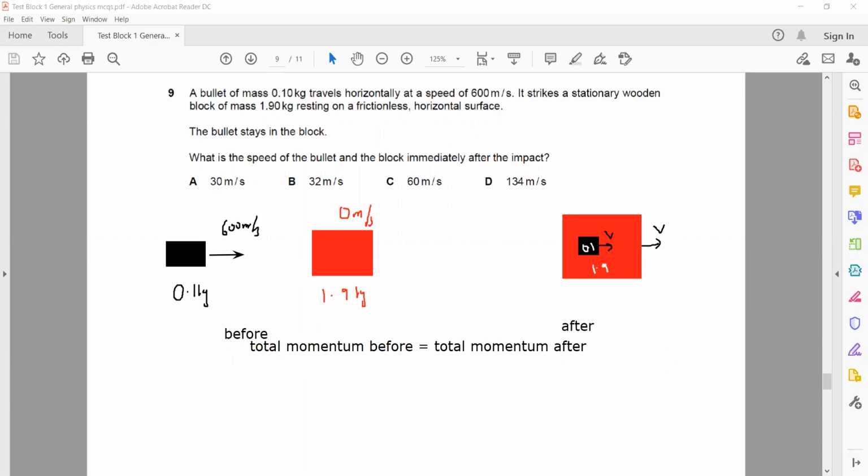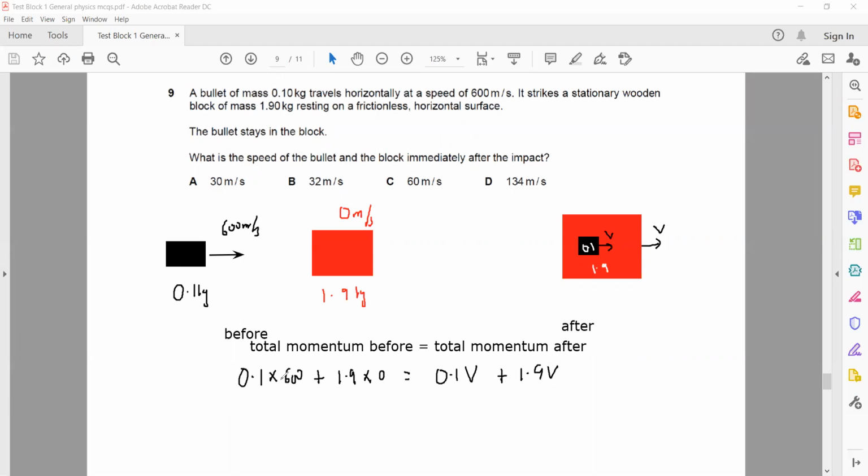This is conservation of momentum, so what is the total momentum? Momentum of the bullet before the collision is 0.1 multiplied by 600, plus momentum of the block is 1.9 multiplied by 0. Momentum after the collision: the bullet is 0.1 with velocity v, plus the block is 1.9 with velocity v, because both have the same velocity, they move together.